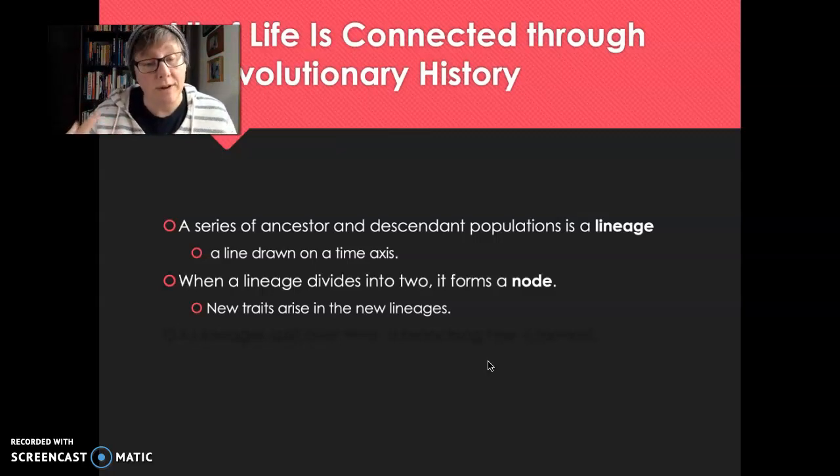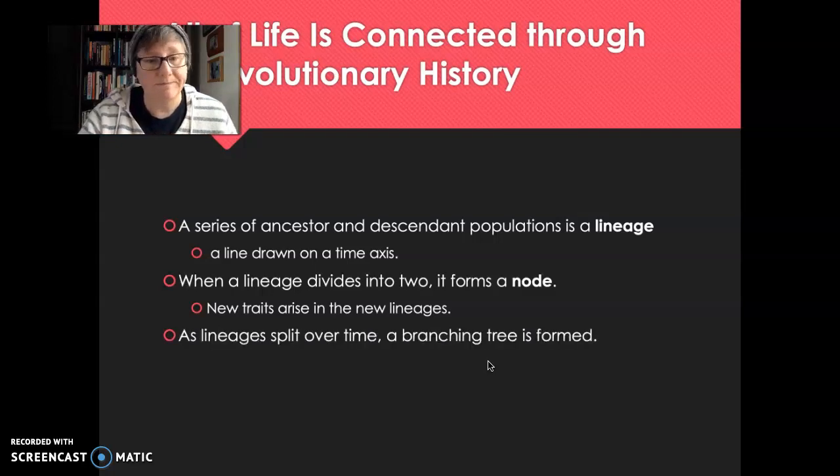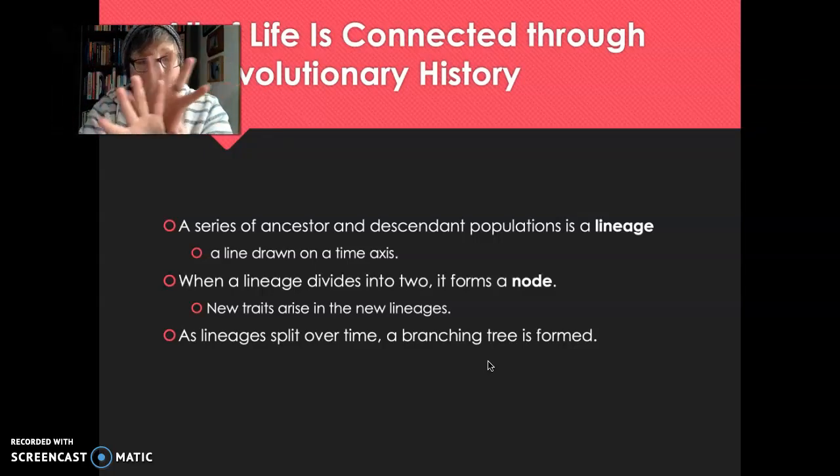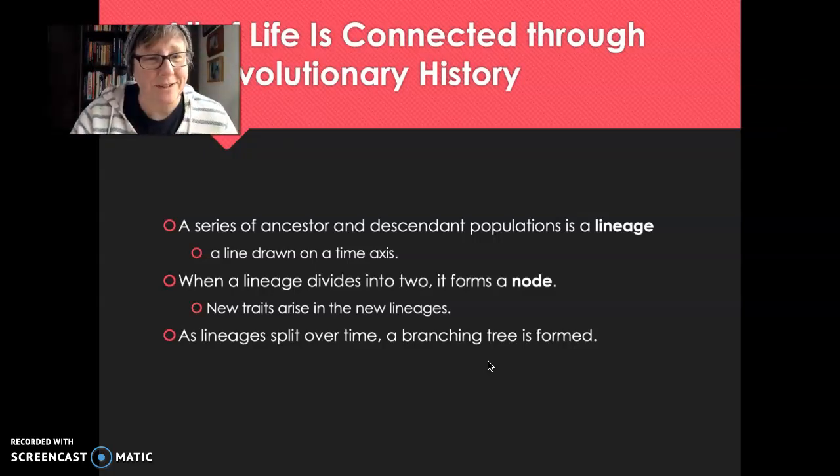And that's when a new trait shows up in some way, whether it's a physical trait or even a change in the DNA. That would create a node. So as lineages split over time, you get this sort of branching tree. I can't really do it with my fingers because then they're all sort of branching from the same place, but you get the idea.